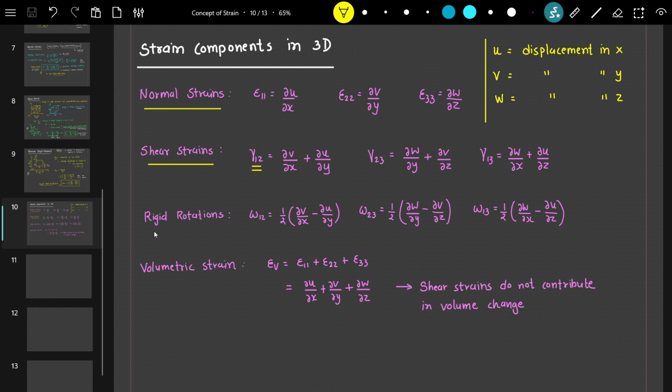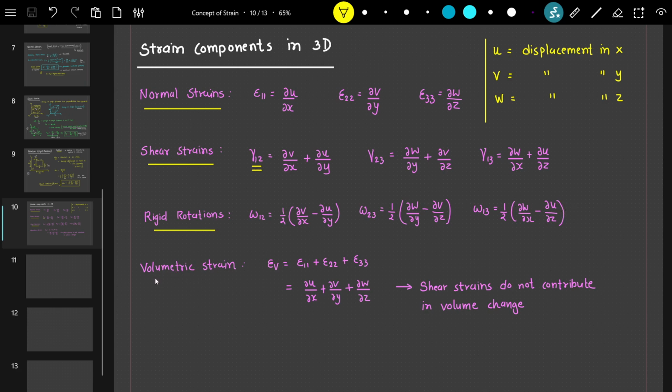Then we have seen rigid rotations. Okay. Omega 12 is equal to dou v by dou x minus dou u by dou y. If you see shear strain and rigid rotation components, they are very similar. Okay, only there is a sign difference here in the second term. Okay, and this is divided by 2.